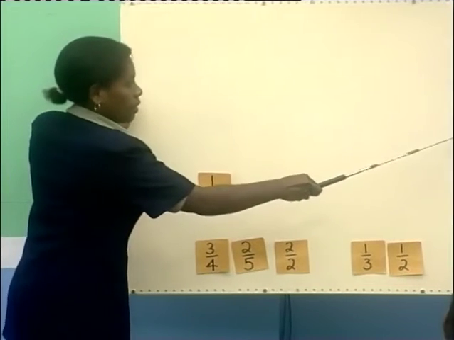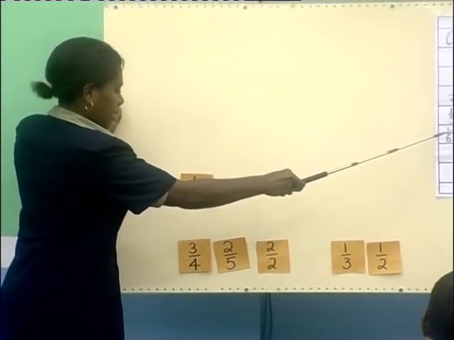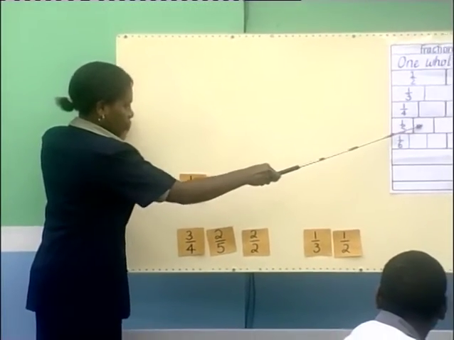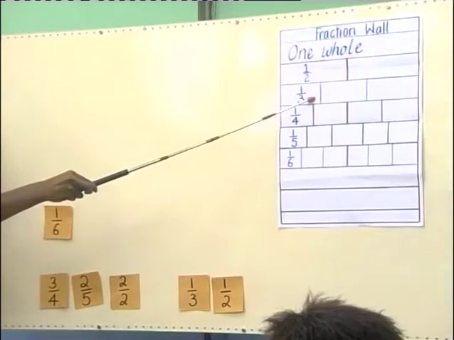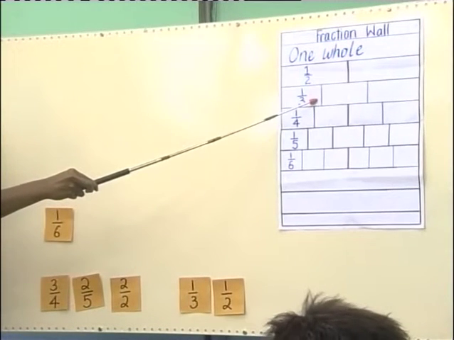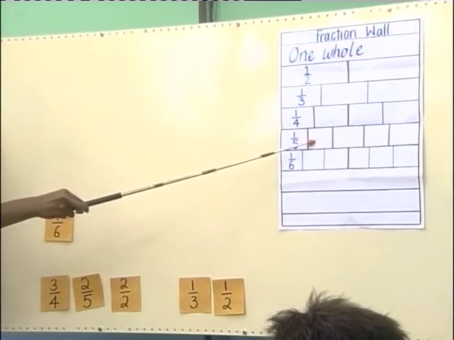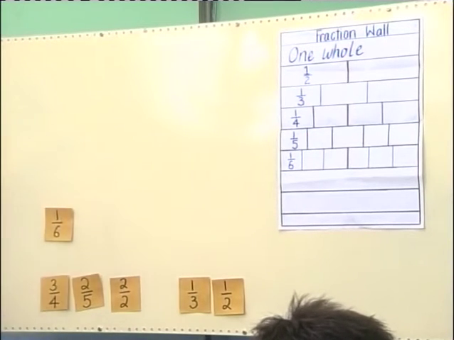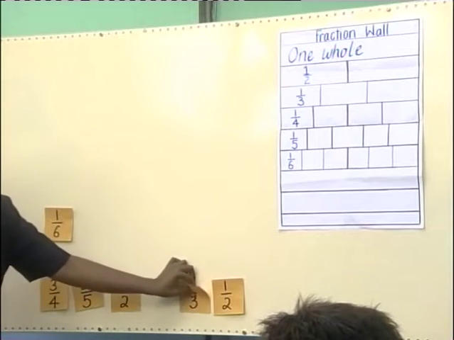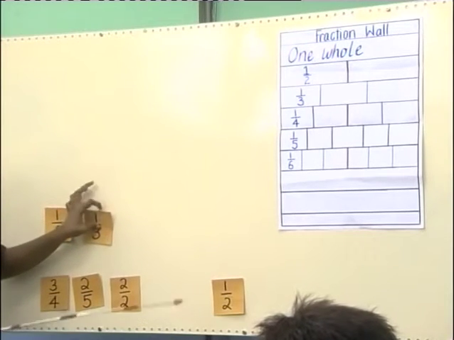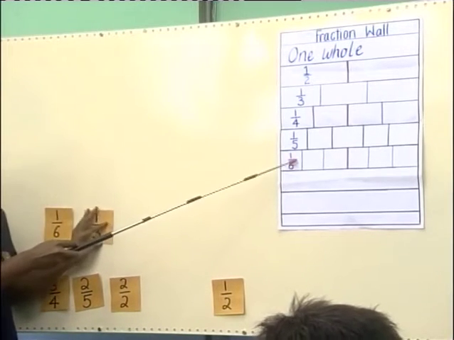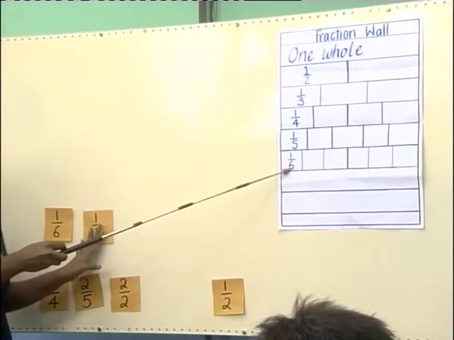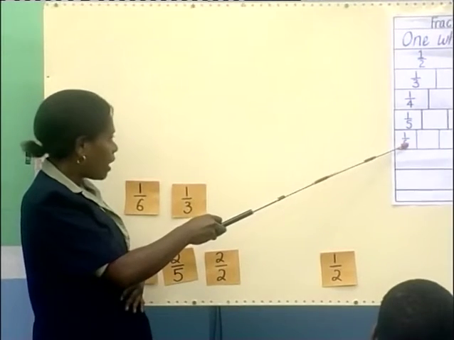2/5? Yes? Okay, let's see. After 1/6 we have 2/5. Okay, what about 1/3? Is 1/3 smaller or 2/5? 1/3 is smaller than 2/5, so 1/3 should come second. Okay, 1/3 should come after 1/6, because you are looking at your fraction wall and comparing. See? 1/6 comes first, and then we have 1/3.